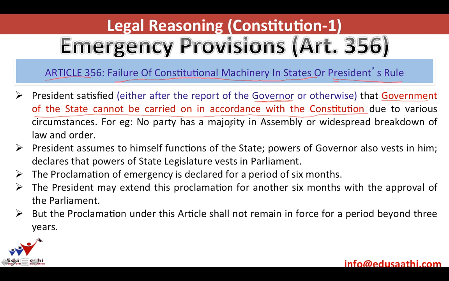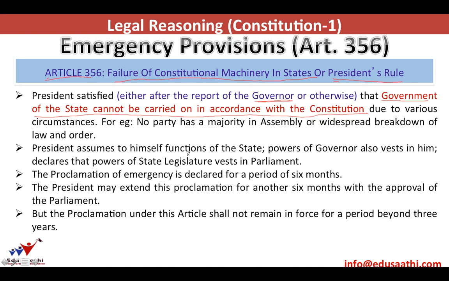For example, no party has a majority in assembly, or widespread breakdown of law and order. So the examples given are that in elections there is no party which has enjoyed the majority, so no government can be formed, or there is a breakdown of law and order, like armed rebellion comes into play, or any kind of disturbance which comes into play in the state, and there's a breakdown of law and order completely, and it cannot be controlled. So in those cases, president can claim the emergency under Article 356.